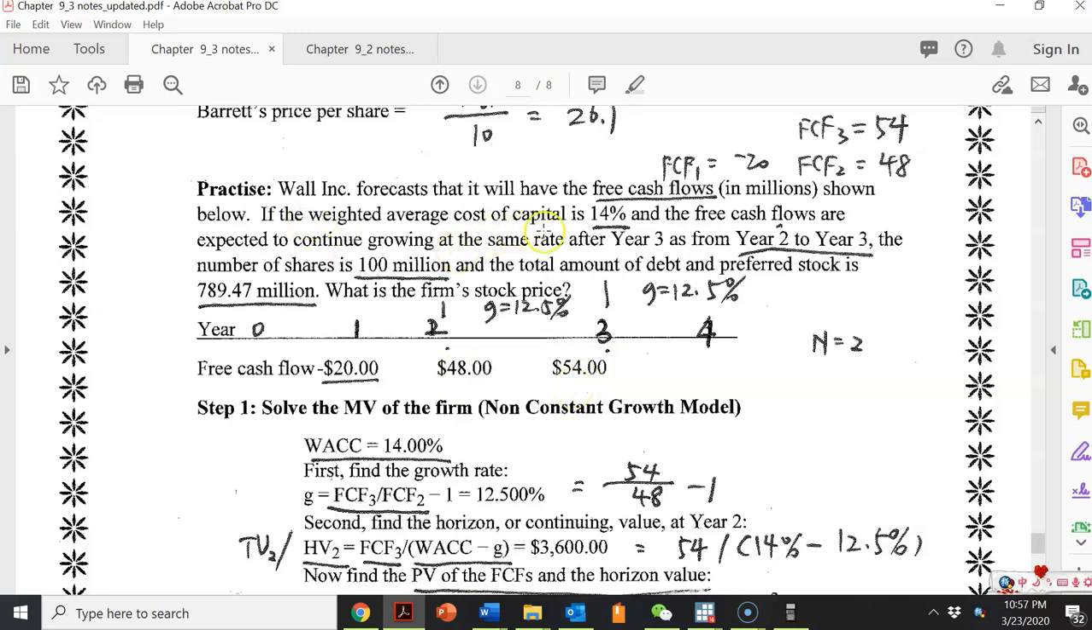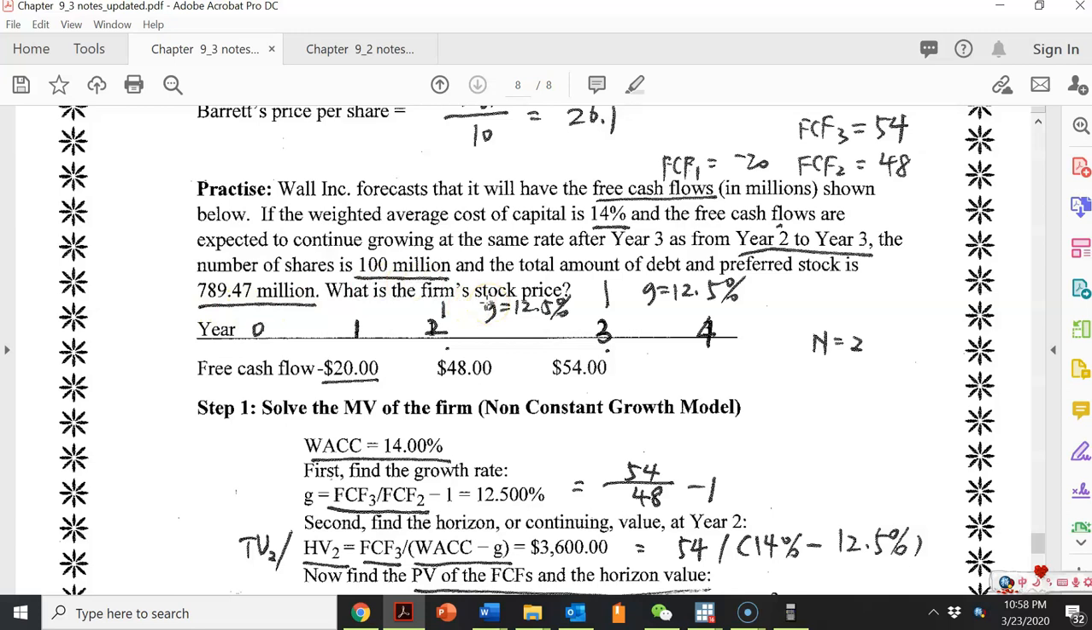If the weighted average cost of capital is 14%, and the free cash flows are expected to continue growing at the same rate after year 3 as from year 2 to year 3, the number of shares is 100 million and the total amount of debt and preferred stock is 789.47 million. What is this firm's stock price?